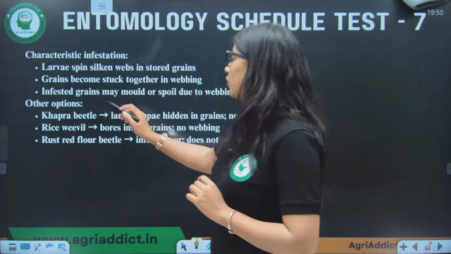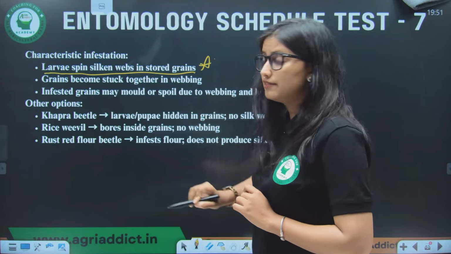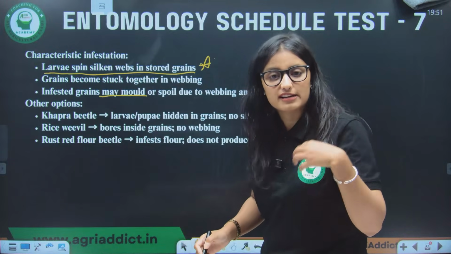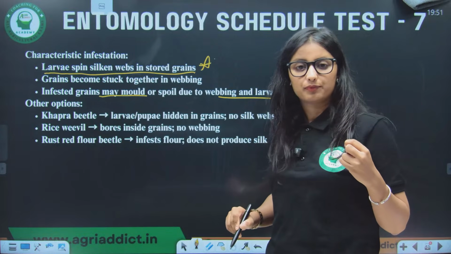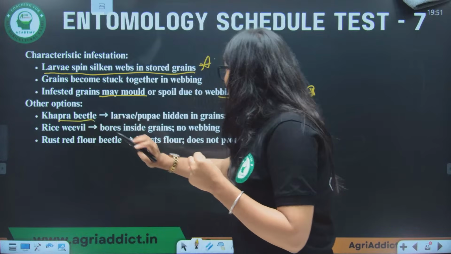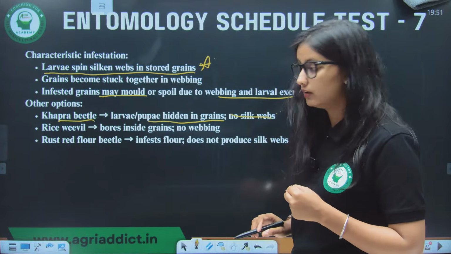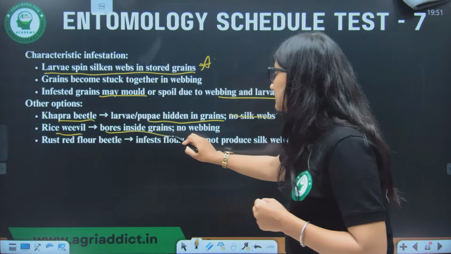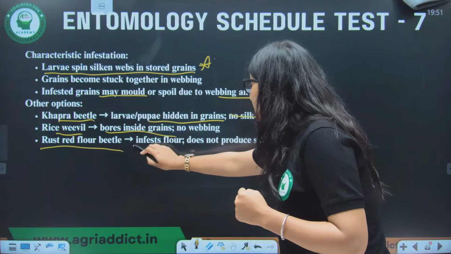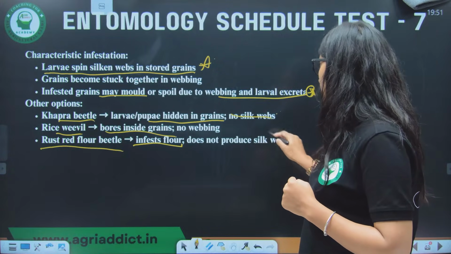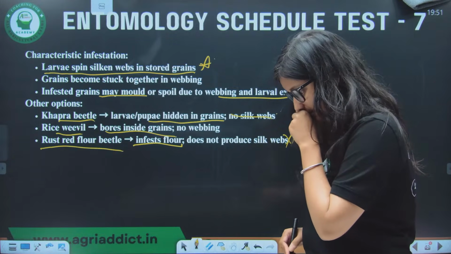So what does it do? It spins silken webs in stored grain. Infested grain may mold later on. Infested grain molds or spoils due to the webbing and larval excreta. Okay, what about this Khapra beetle? Khapra beetle, pupa hidden in grain, but no silk webs present. Okay, what about rice weevil? It bores inside the grains. What about red rust flour beetle? It infests flour. Does not produce silk webs. Silk webbing is the only typical symptom of what? This moth.